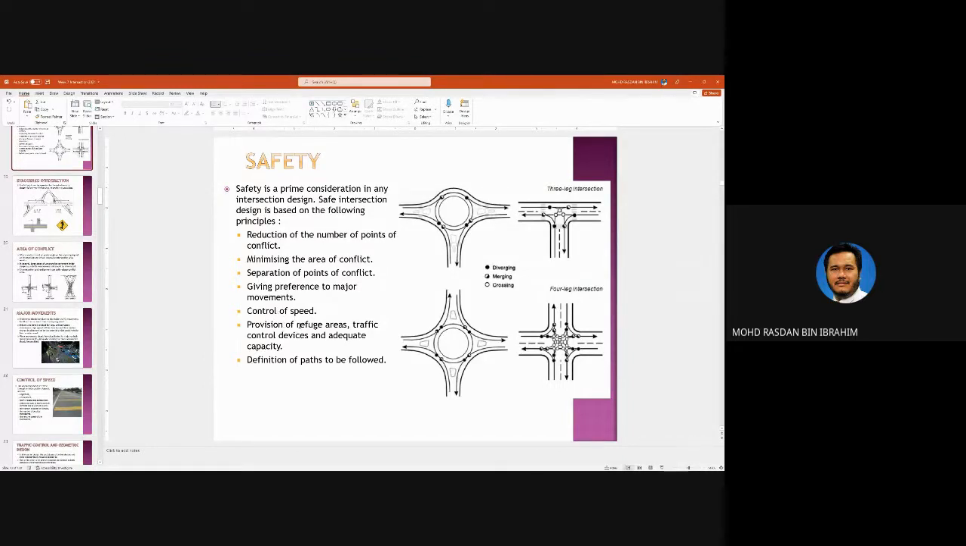And provision of refuge area, traffic control safe devices and adequate capacity. Refuge area meaning that you have islands over here so that when pedestrians want to cross nearby this roundabout, for example, you have a zebra crossing and then you have an island for refuge. And then you have another crossing over here. And so also the definition of path to be followed, meaning that it should be delineated. It should be painted. The road line painting must be clearly painted.